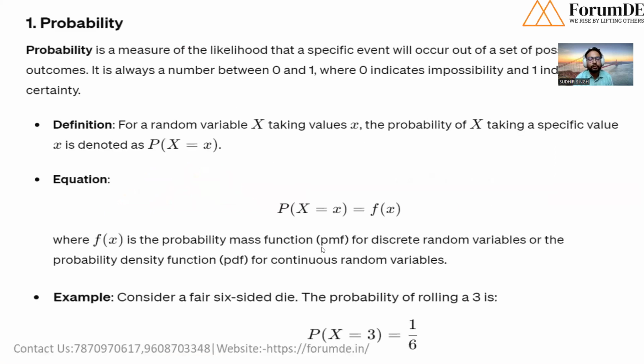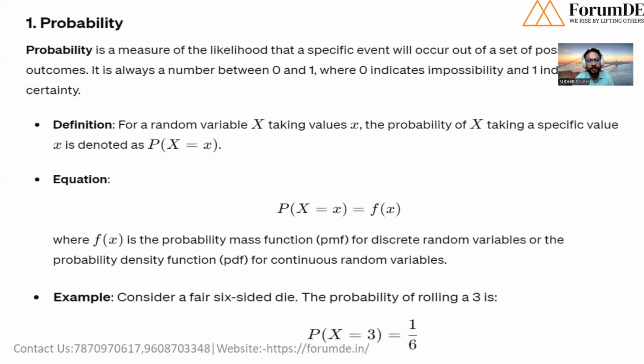So what is probability? Probability is a measure of likelihood that a specific event will occur out of a set of possible outcomes. It is always a number between 0 and 1, where 0 indicates that a particular event will not at all occur, and 1 represents that the event will occur with certainty.